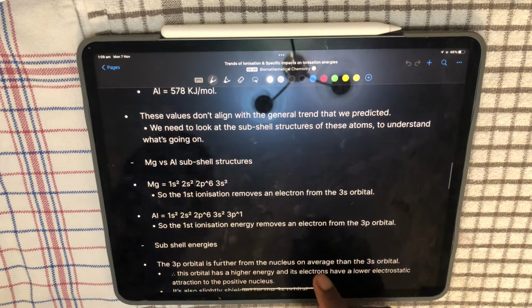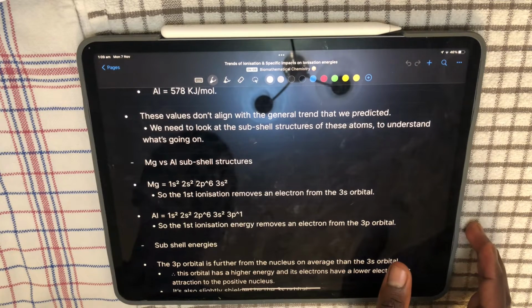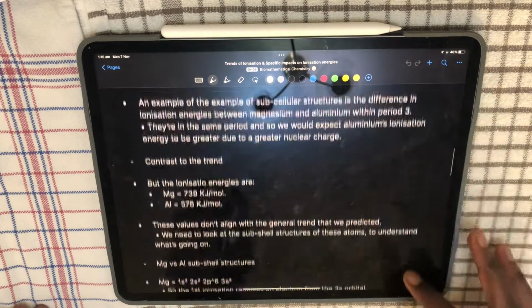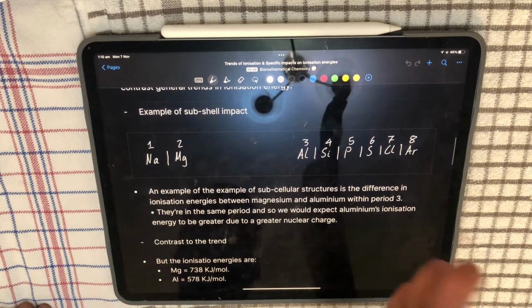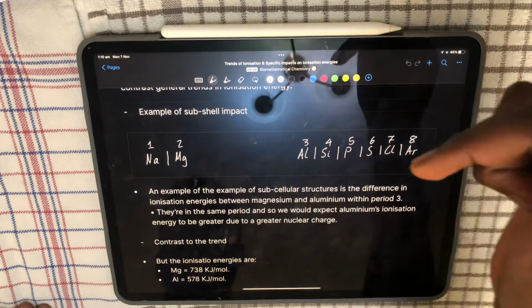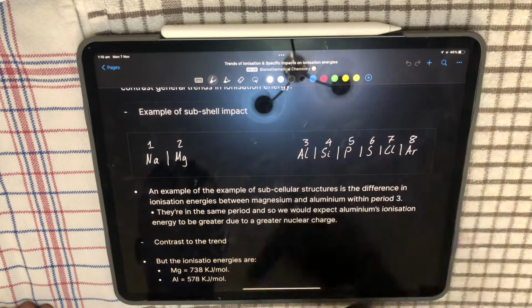And if we're talking about subshell energies, the 3p orbital is further from the nucleus on average compared to the 3s orbital. So this orbital has a higher energy and its electrons have a lower electrostatic attraction to the positive nucleus. Remember what we talked about in the previous video when we did the little pyramid that I did, right, with the arrows going this way and this way and this way.